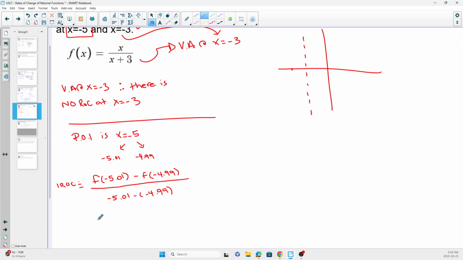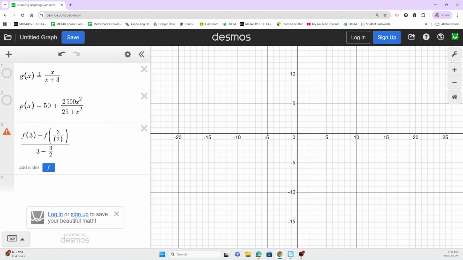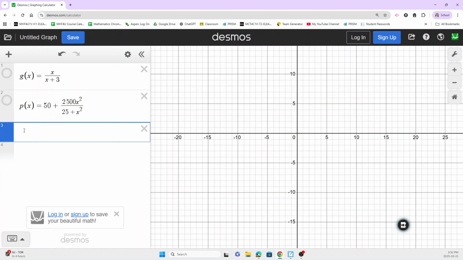So I'm going to save us some time and just use Desmos for this. Our function is x divided by x plus 3, and I've already put this into Desmos. So we get rid of that one, and now we're dealing with g at x, so let's use that notation. We want to know what is happening at -5.01: g at -5.01 minus the function value at -4.99, so on either side, divided by the change in x, -5.01 minus -4.99.